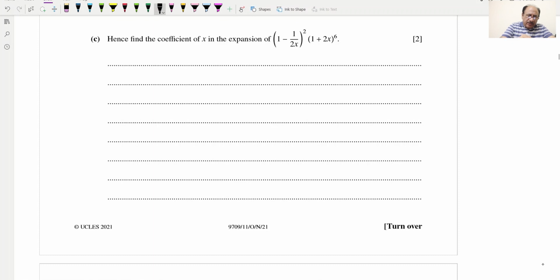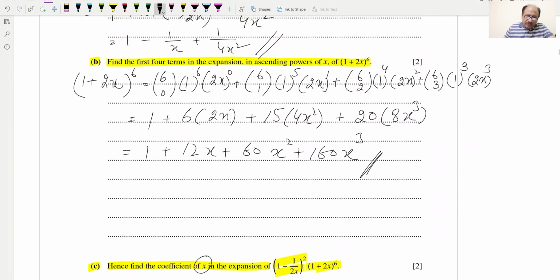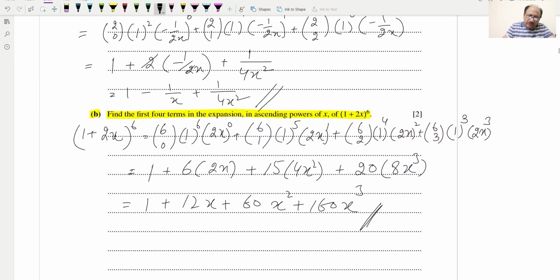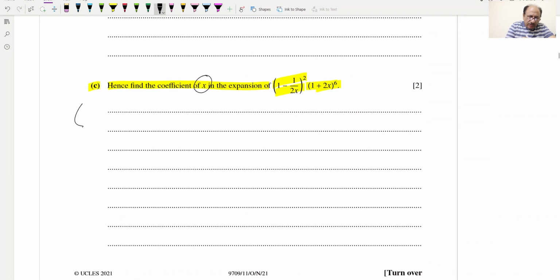Now part C, hence find the coefficient of x in the expansion of this one. So we are looking for basically the coefficient of x only. One expansion we have written over here in part A: 1 minus 1 over x plus 1 over 4x squared. So we'll write 1 minus 1 over x plus 1 over 4x squared. This will be the expansion of the first part.